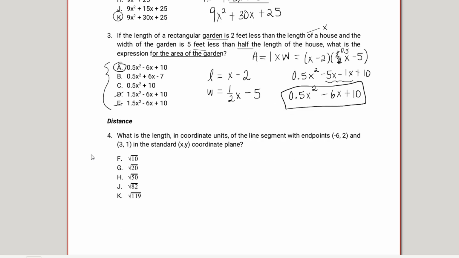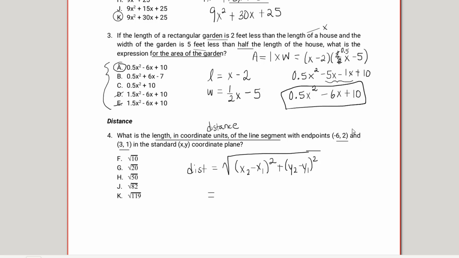Now let's look at number 4, which is a distance question. What is the length in coordinate units of the line segment with endpoints (-6, 2) and (3, 1) in the standard xy coordinate plane? So we're looking for the length of the line segment. That is a keyword for distance. We want to know how long it is. We have 2 points, and we have an equation for distance, the distance formula. Remember, it's the square root of (x2 minus x1) squared plus (y2 minus y1) squared.